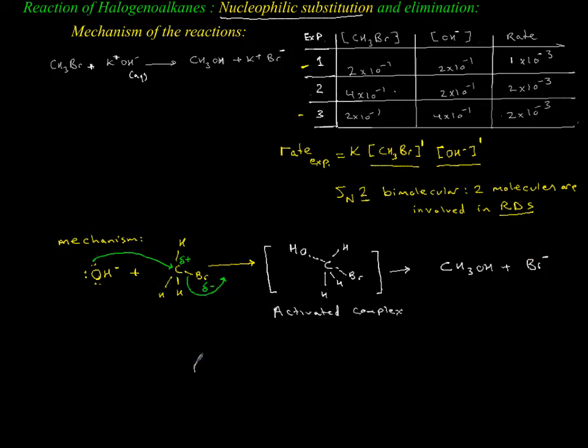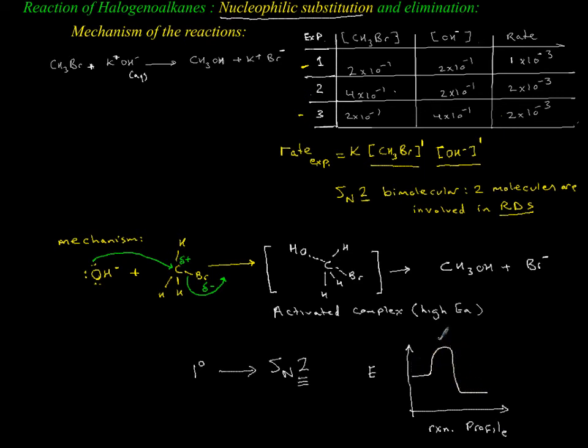So you have to remember it. Primary goes through SN2. There is one step. Since both molecules should be shown in the step, remember to show the activated complex, which has the highest activation energy. If we show the energy diagram for this, if here you have energy and this is your reaction profile or reaction time or coordinate, this is where you have your activated complex. SN2 primary.